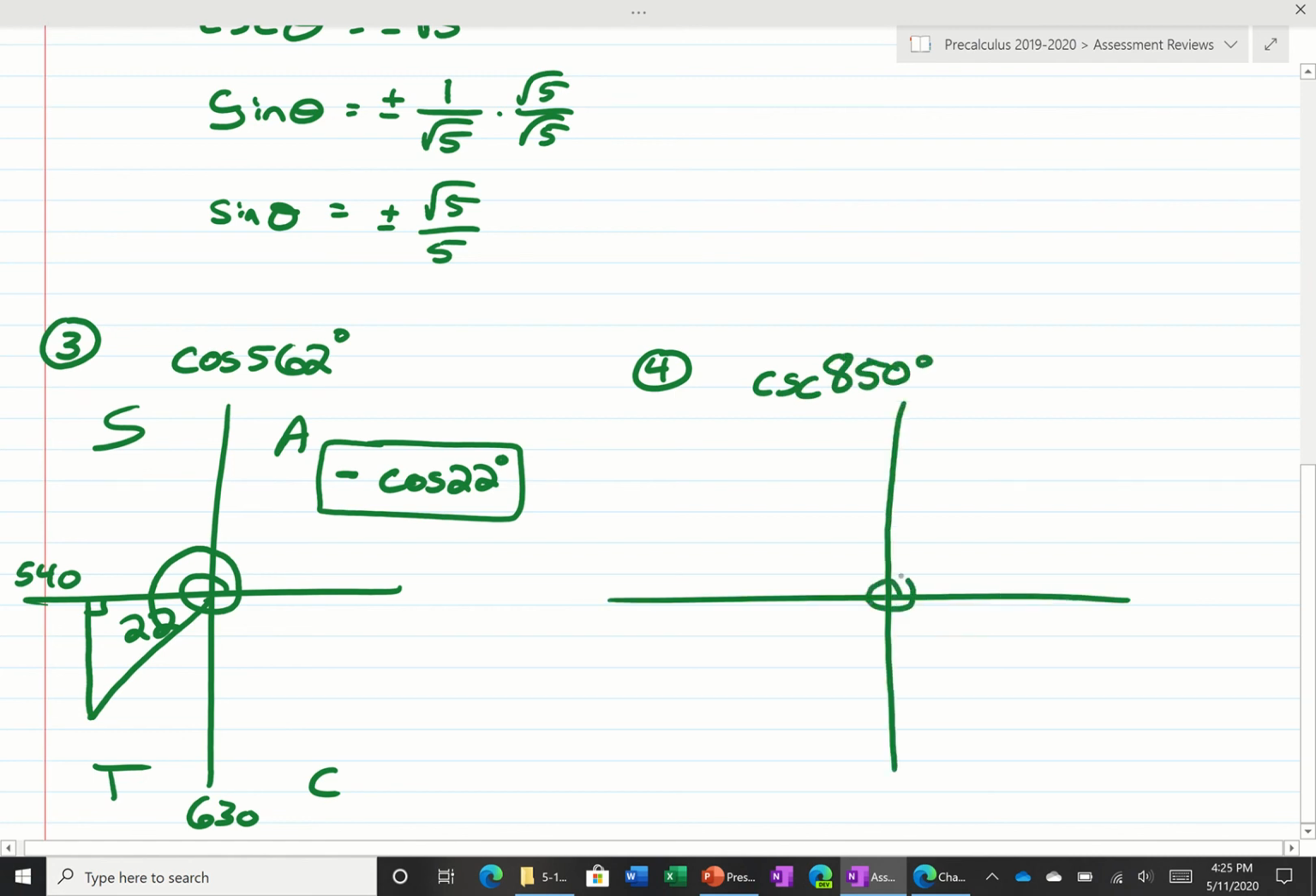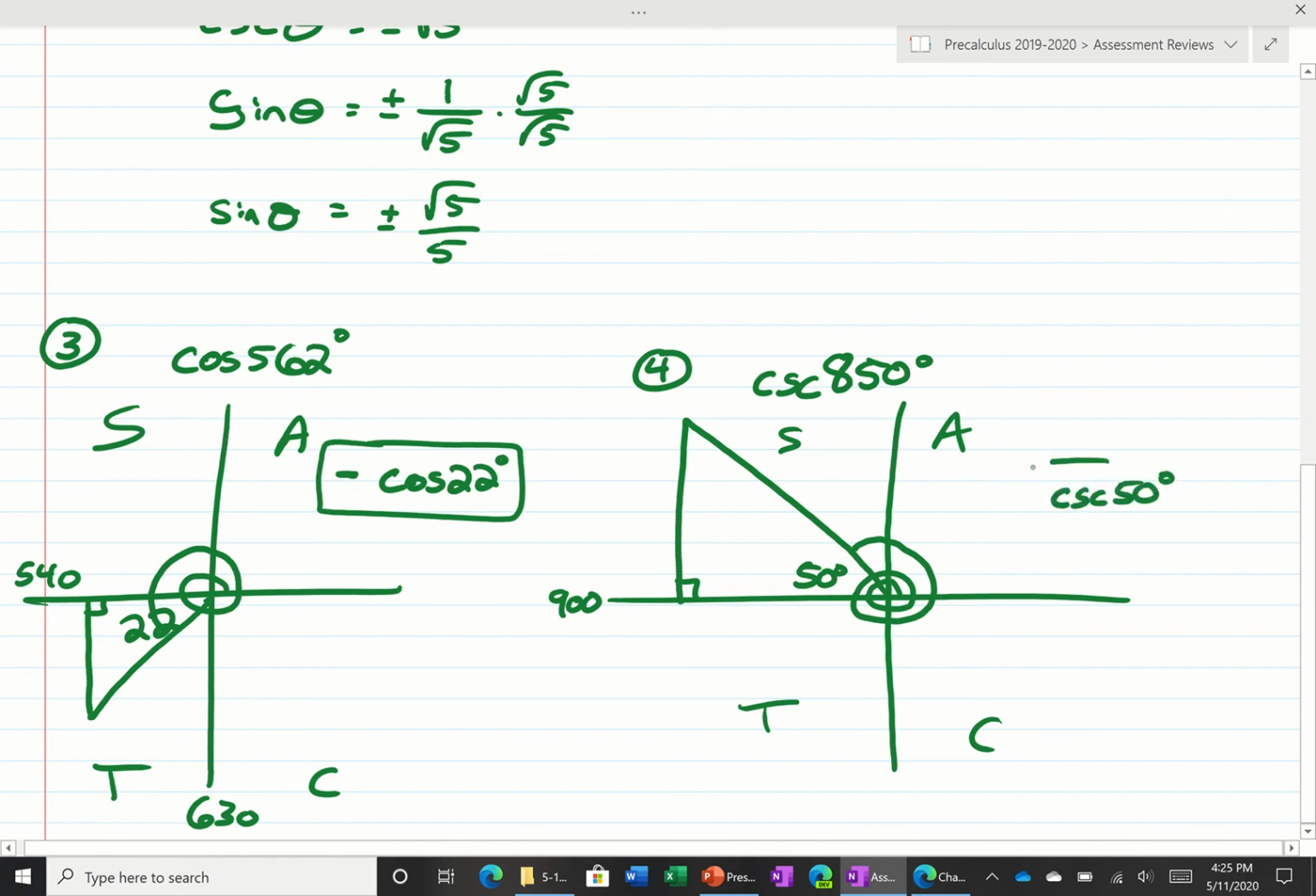So that's 360, that's 720, it's 810. This would be 900. Remember, reference angles, we always go to the x-axis. So this would be 50 degrees. And if all students take calculus, sine and cosecant are positive in quadrant 2. So we would say cosecant of 50 degrees, leave it positive because cosecant of 850 would be positive anyway. So in quadrant 1, it's also positive.